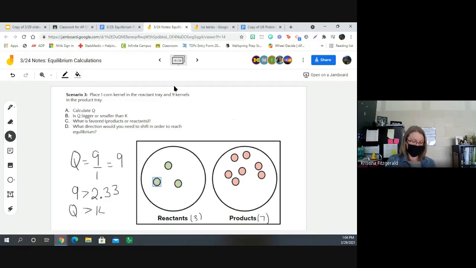So in this case, if Q is bigger than 7, I'm going to make a shift towards the reactant side. And that pattern will always hold true if Q is bigger than K. Since it's products over reactants, that means you have too many products. We've got to convert some and send them back to the other side.